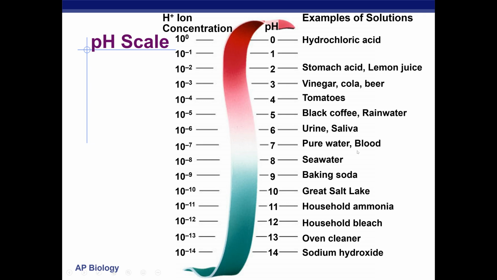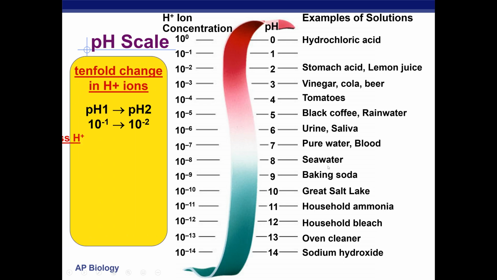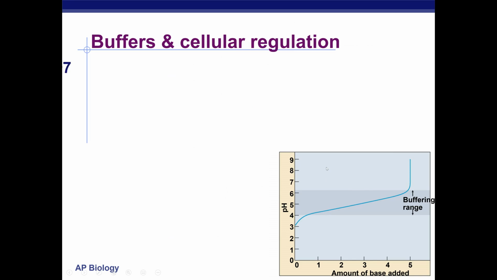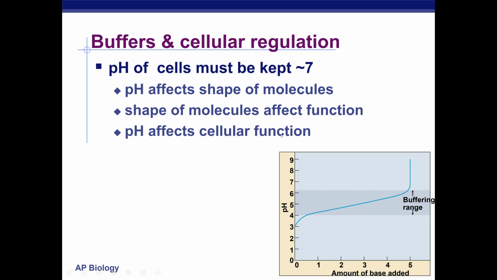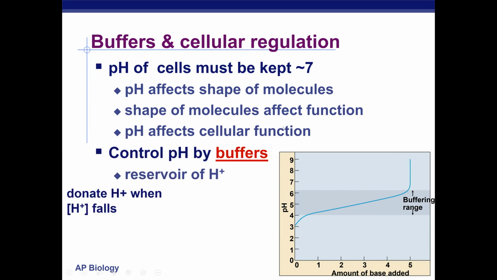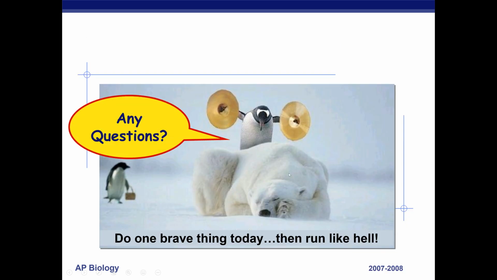And then pure water and blood is 7. And then we get more and more. You get to the point where you don't want to be drinking ammonia, bleach, oven cleaner, or hydroxide. These help regulate our cells to a pH of approximately 7.3 to 7.4, by buffers. We use a very important chemical buffer in our cells, in our blood, but that is a 2402 topic.